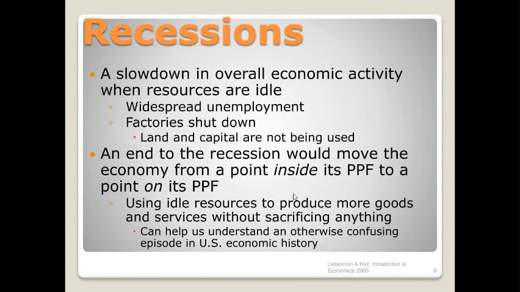So we have something called recessions, and this is the economic stagnation of an economy. This could include increased unemployment, factory shutdowns, and land and capital not being used effectively, or not being used to begin with. To end a recession, we would move the economy from a point inside its PPF to a point on its PPF. So using either resource to produce more goods and services without sacrificing anything can help us understand an otherwise confusing episode in U.S. economic history.